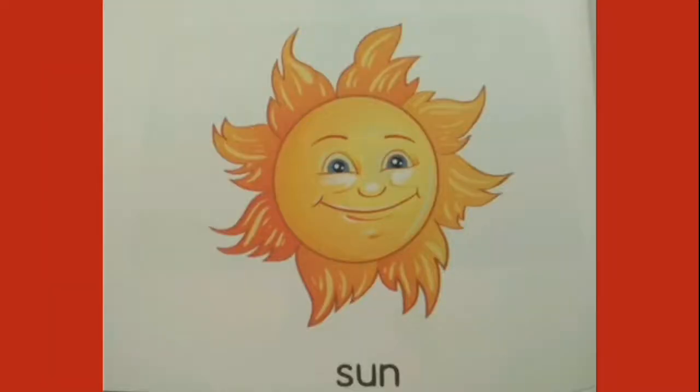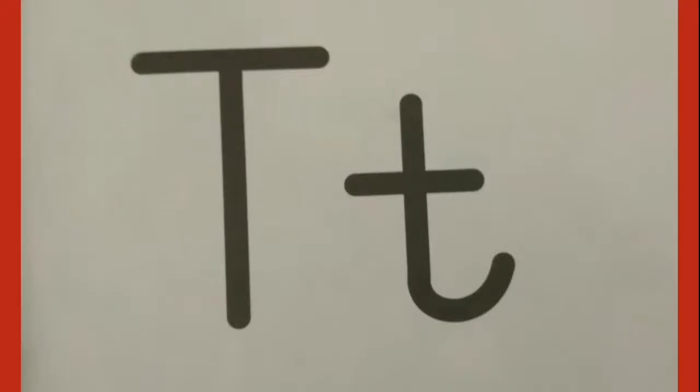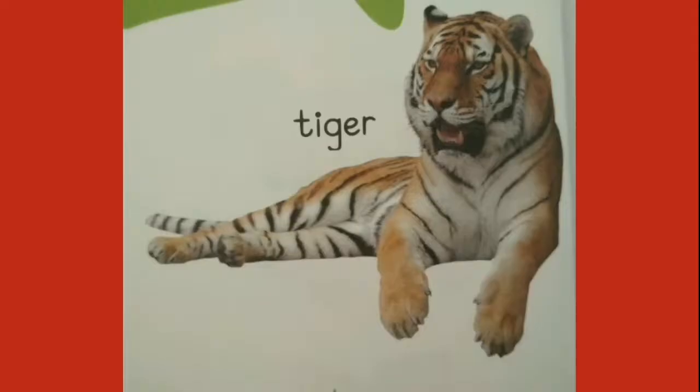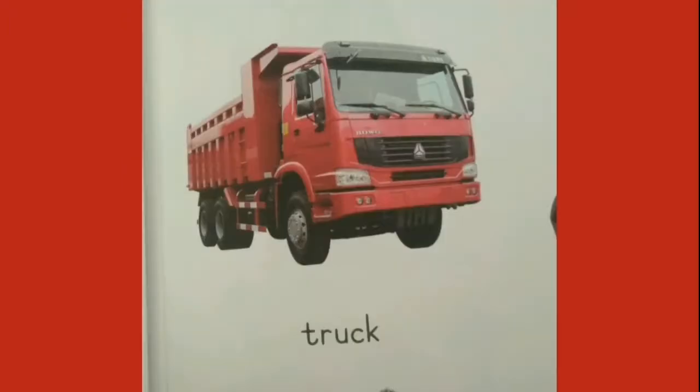Capital S, small s. S says S. S for sun. S for scooter. Capital T, small t. T says T. T for tiger. T for truck.